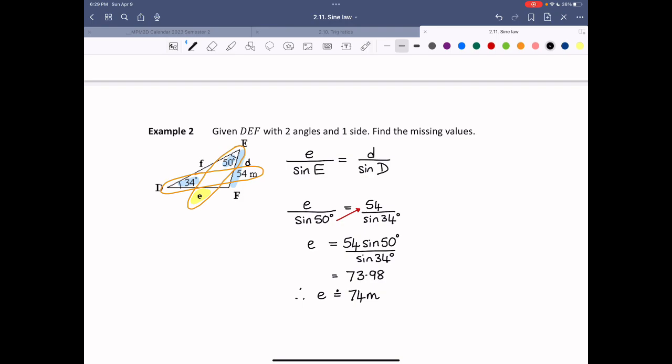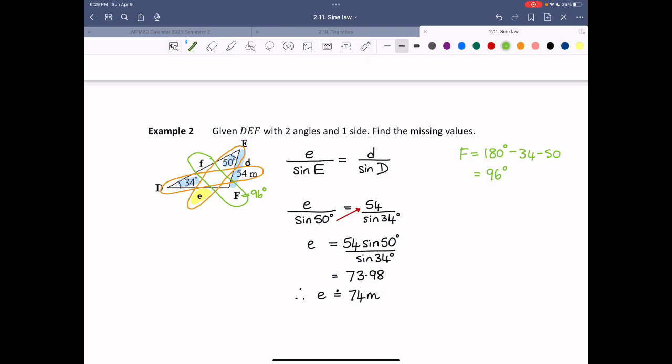Now we need to find side F. Back to where we were before. To find side F, think about this. We need to know angle F, and we can find angle F because angle F is simply 180 degrees, which is the interior angles of a triangle, minus the other two that we have, minus 34 minus 50. So 180 minus 34 minus 50 gives us 96 degrees. So I know my F is 96 degrees. Let's put equals 96 degrees.